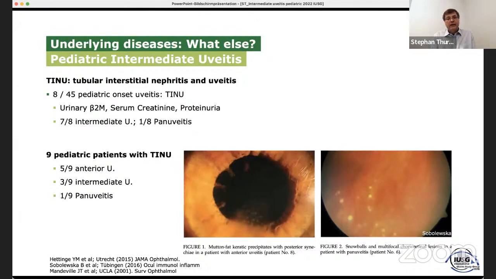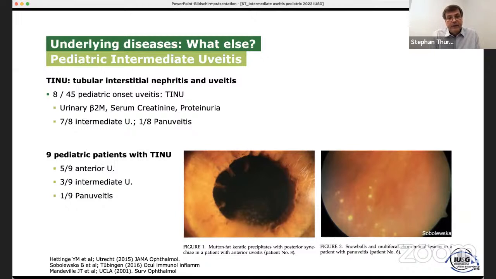heard about TINU syndrome. And I think what we really have to consider is that TINU is not just an anterior uveitis, and that probably it is much more frequent as an underlying cause in intermediate uveitis than we might have anticipated and appreciated in the last years. And I'll point here towards two publications, from Pentinga and Soboleska, who showed that in a significant number of pediatric uveitis, TINU or presumed TINU was the underlying cause. And they detected it usually by urinary beta 2 microglobulin, serum creatinine, and proteinuria.